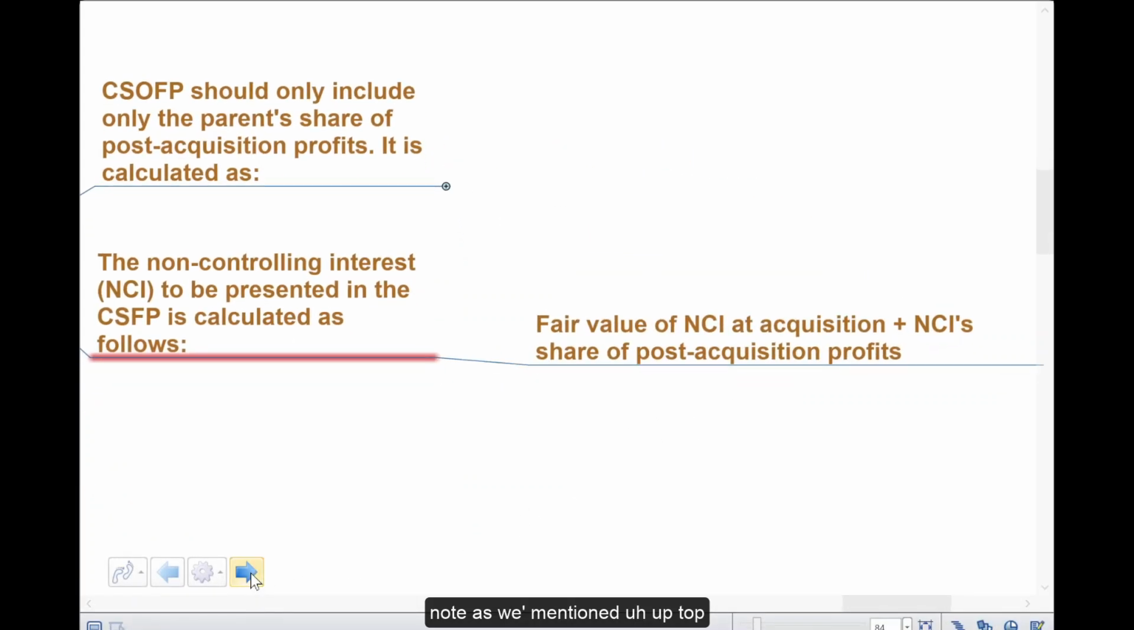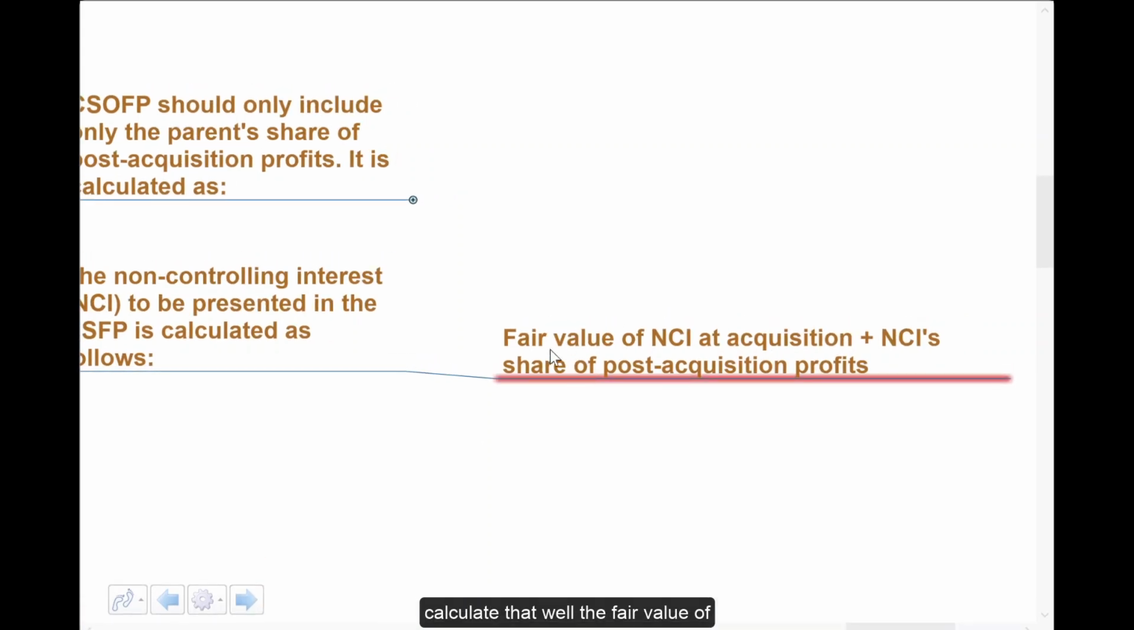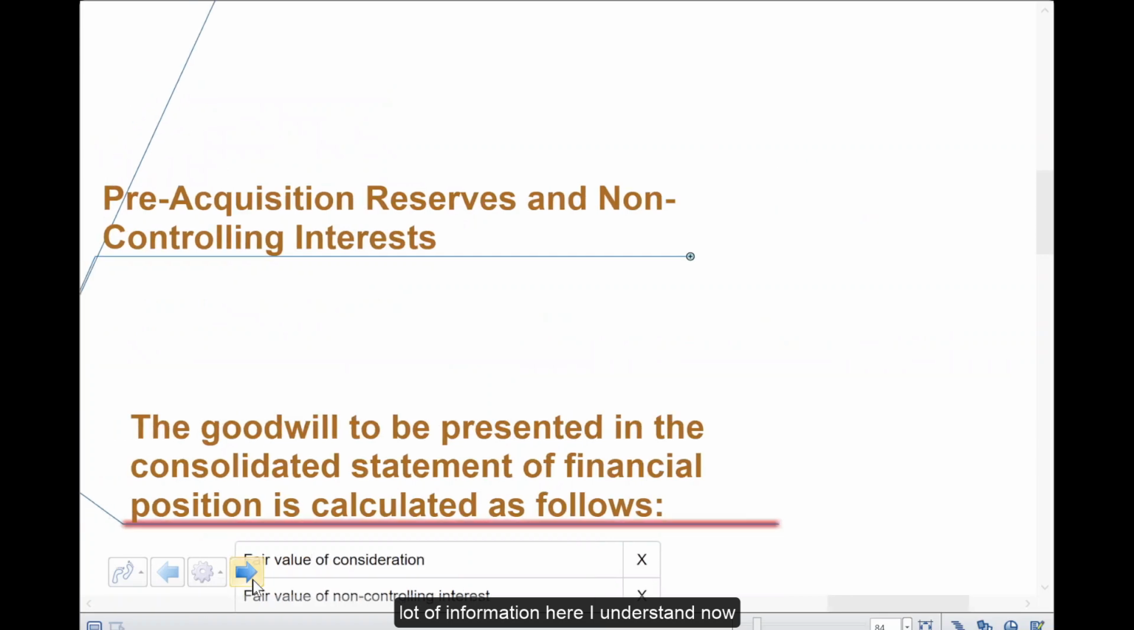Now note, as we've mentioned up top, non-controlling interests. They're important and they have a share of this particular business. So how do we calculate that? Well, the fair value of NCI at acquisition, normally given in the question, plus the NCI's share of post-acquisition profits, calculated similar to above, i.e. the percentage, for argument's sake, 20%, times the post-acquisition profits. Now that post-acquisition profits, as we saw in the calculation here, is quite easy to see because it's the difference between two points in time in terms of profits. One, the acquisition date, and one, the consolidated statement of financial position date, i.e. today. Okay, so quite a lot of information here, I understand.